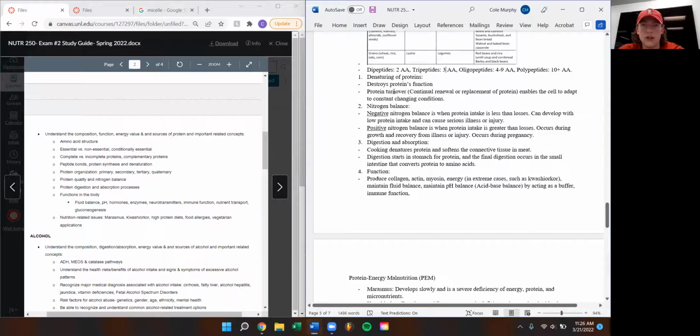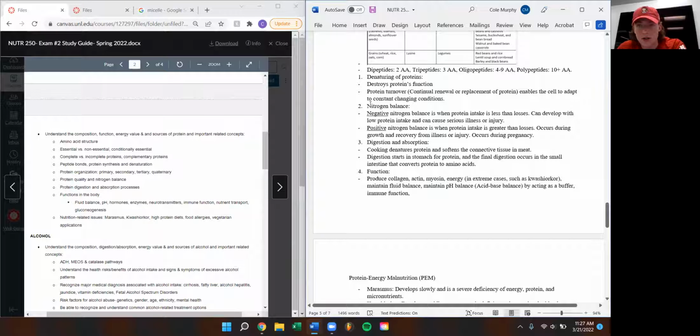Then we'll move on to denaturing of proteins. That means the breakdown of protein, destroying the protein's function, so it can't operate or function properly. And then protein turnover enables the cell to adapt to constantly changing conditions. Protein turnover is the continual renewal or replacement of the protein. It's constantly changing because its environment is constantly changing too, so it's going to continue to be able to function properly.